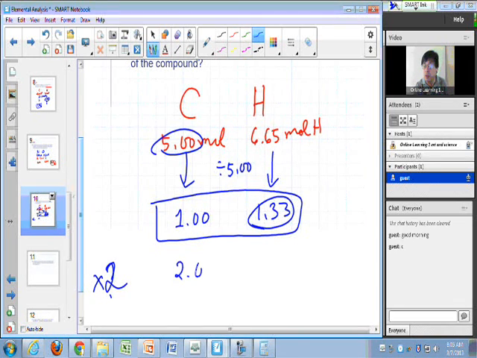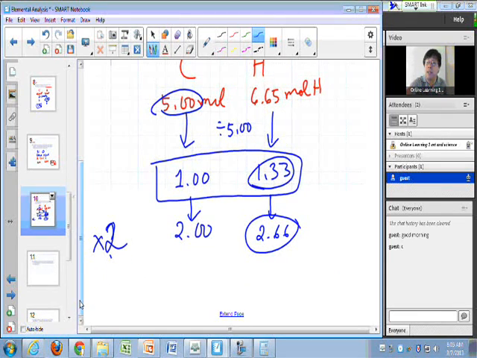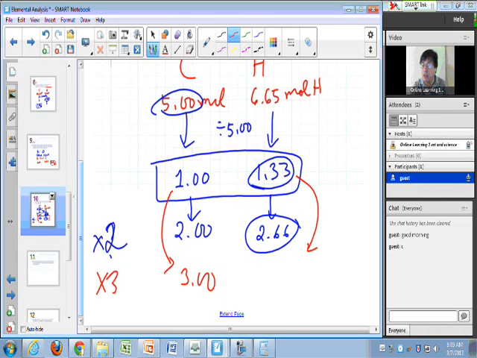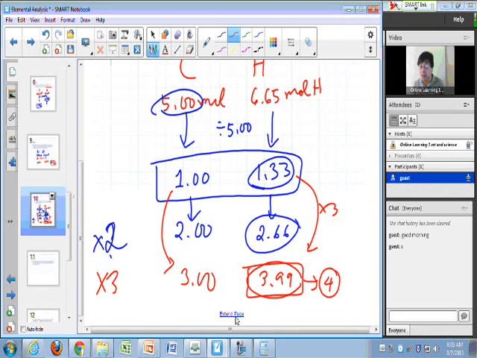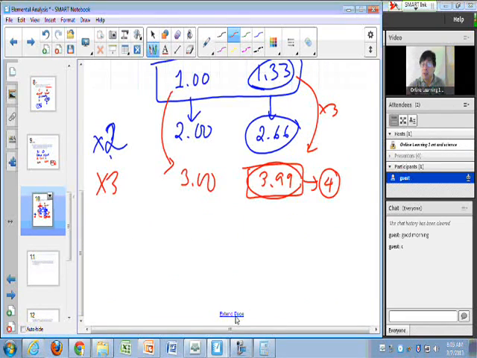So if I multiply all of this by 2, let's try multiplying everything by 2, then you're going to get 2.00 here, and that's going to be 2.66. That's still too far from a whole number. That's still not acceptable. So you try another one. You try times 3. Okay, 1 times 3 would be 3. And 1.33 times 3 would be 3.99. Now that is good. That's essentially a 4, right? So now you can say then that your empirical formula is C3H4.